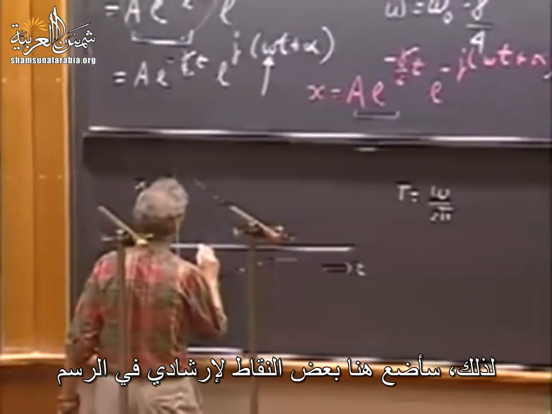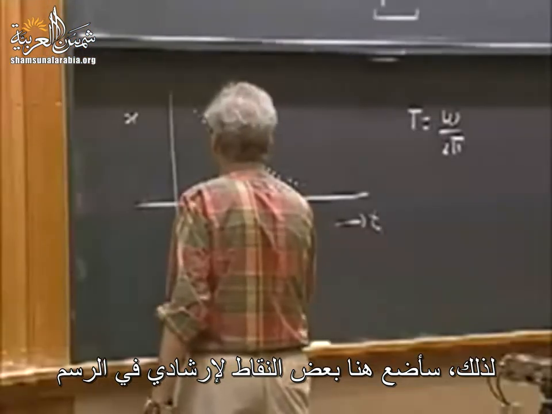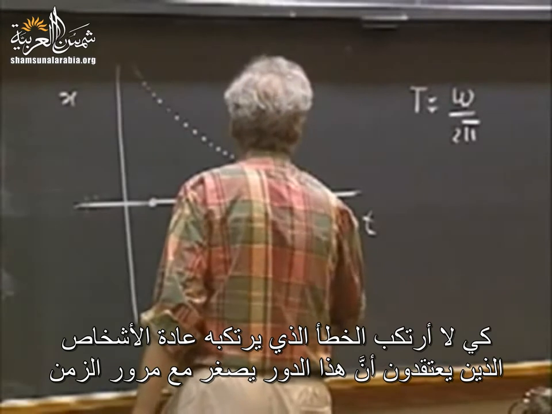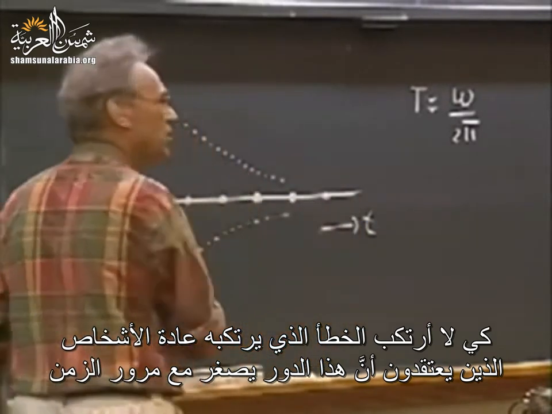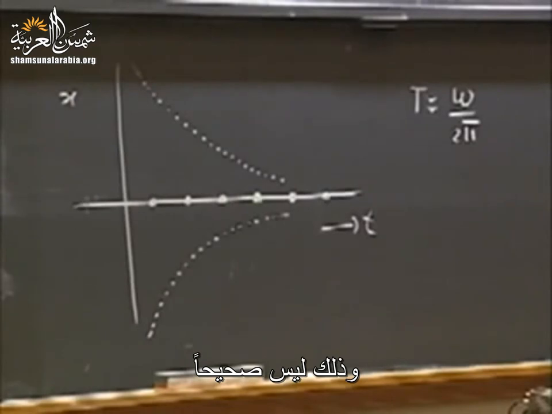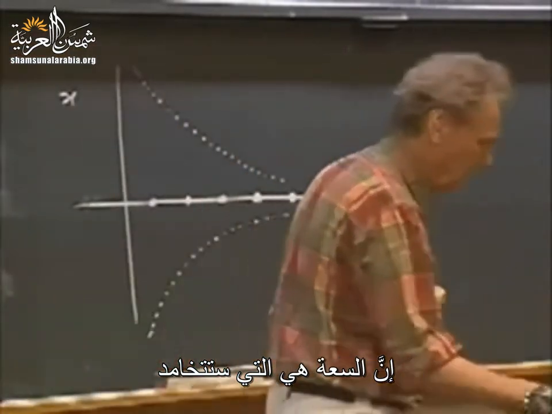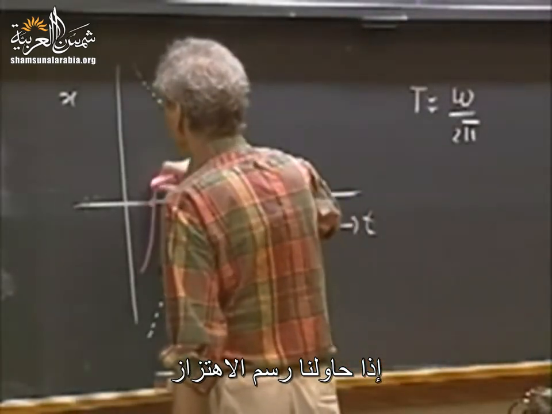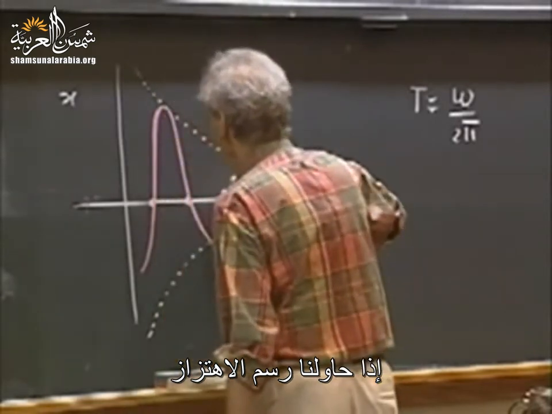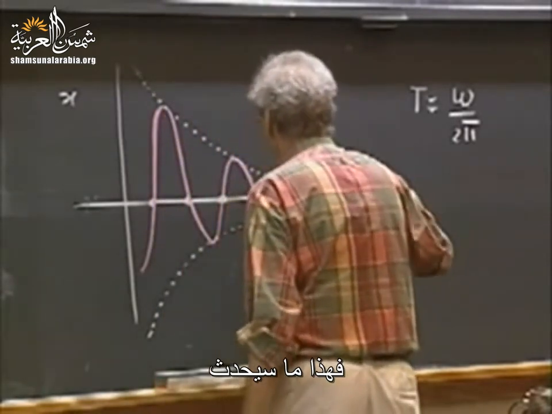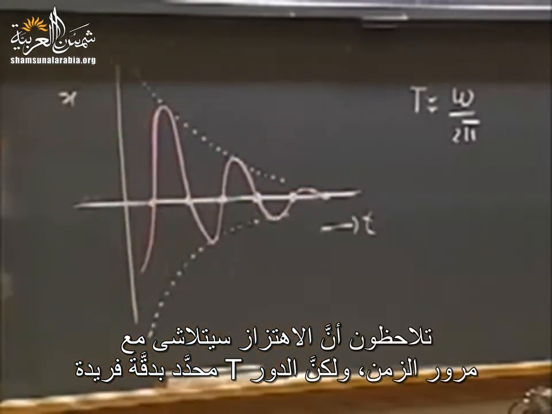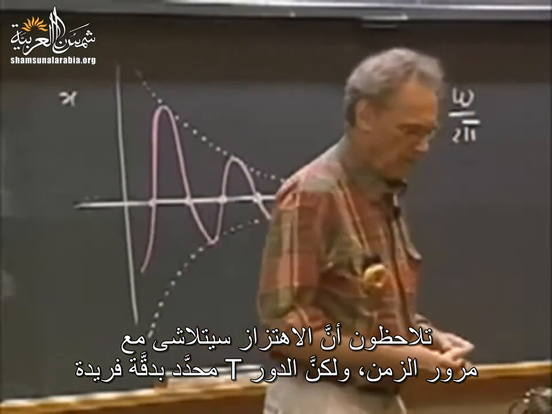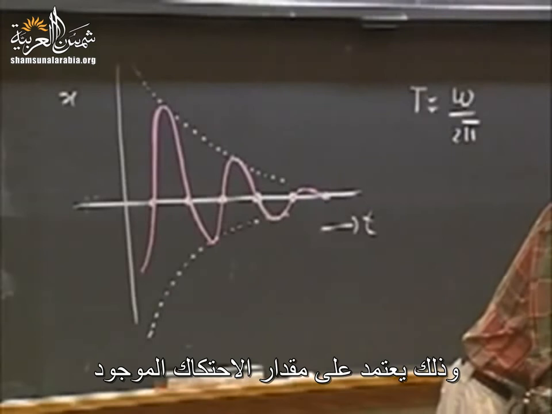And therefore, I'm going to put in here 0 crossings to guide myself so that I don't make the mistake, which you often see, that people think that this period is slowly getting shorter in time. That is not true. It is the amplitude that decays away. And so if we now try to put in the oscillation, then this is what's going to happen. And so you see that the oscillation dies away in time, but the period T is uniquely determined, and that depends on how much friction there is.